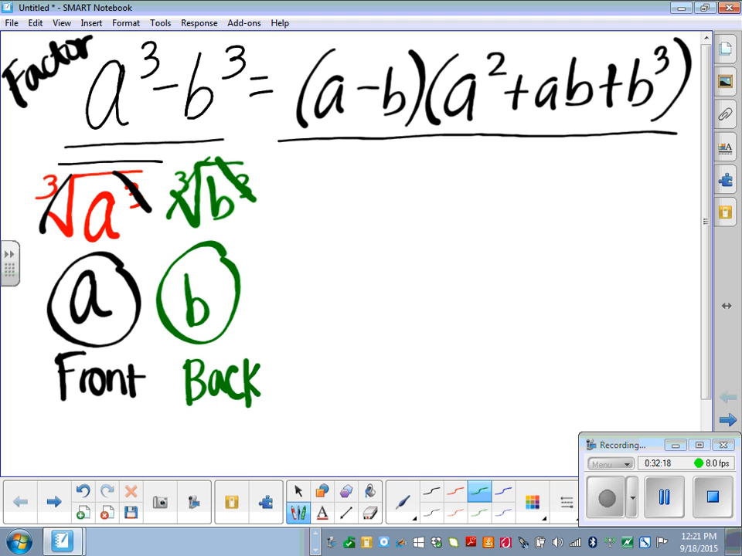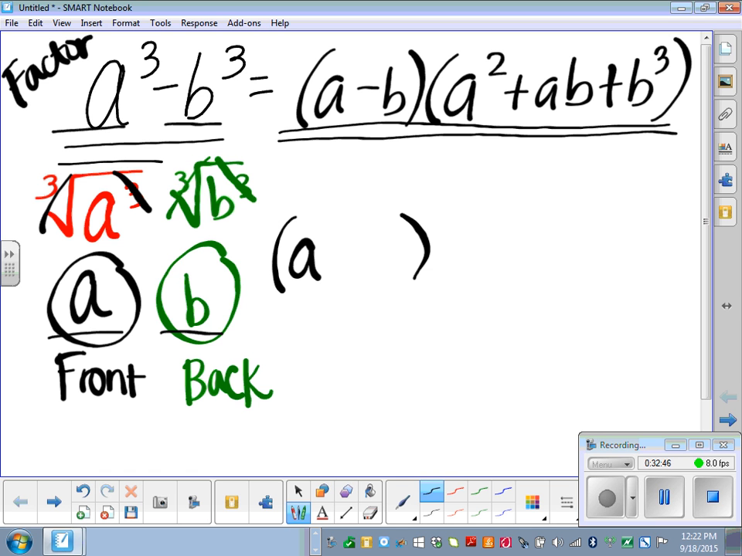So this is just a little trick, like a song, to help you remember this. The song doesn't start till after you do this first step. So I'm going to show you how to write this out without having it memorized. The first thing I'm going to do is figure out my front and back by taking the cube root of the front term and the back term. And then I'm going to do my parentheses, and I'm going to put in the front term, which is a.